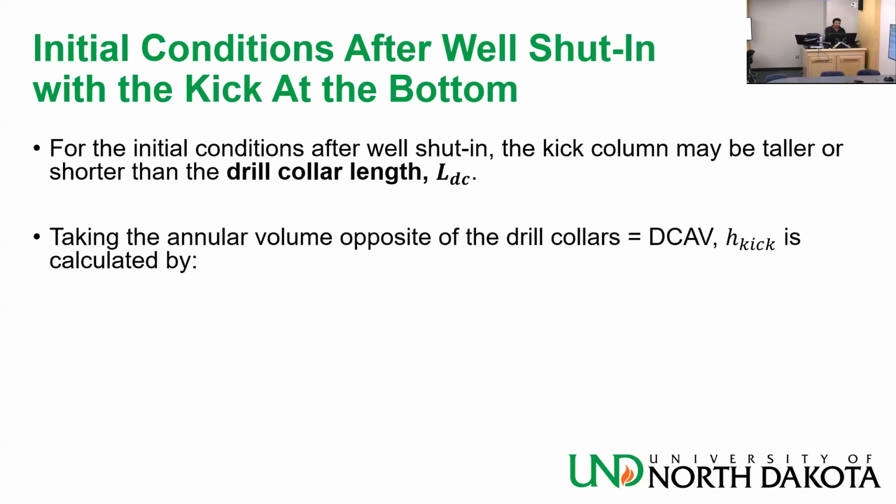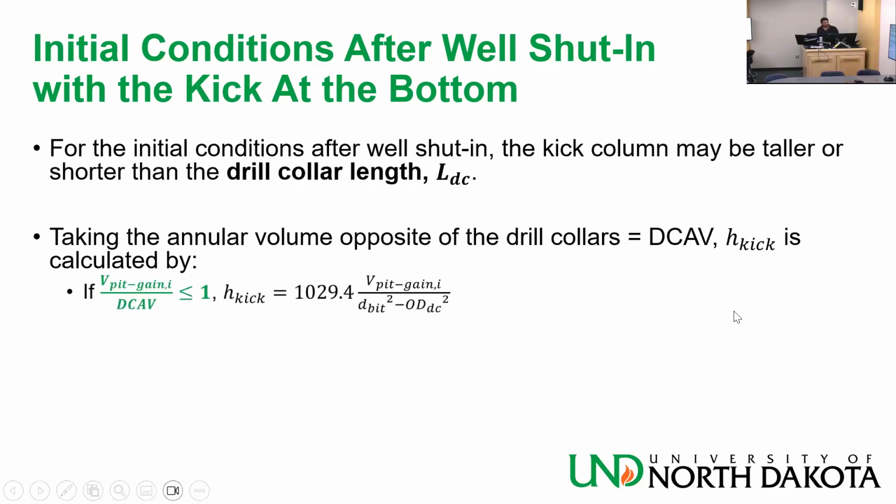And taking the annular volume opposite of the drill collars, we call that DCAV. H kick is calculated by this equation. This value, 1029.4, you have seen it before, right? Okay. And this equation assumes that the drill collars are one type all along, right? Drill collars is basically the BHA.